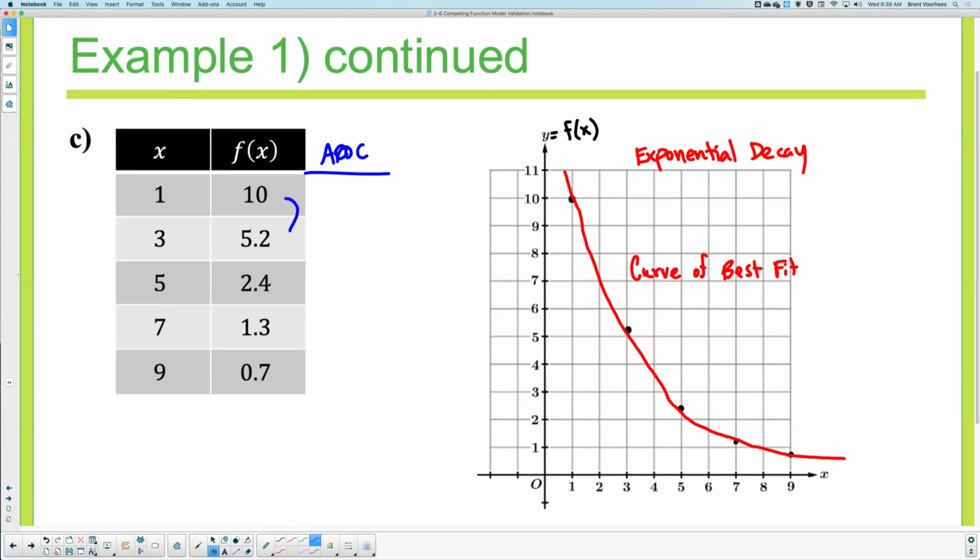Okay, so let's see it here. How much do I change going from 10 to 5.2? Negative 4.8, and my x's are changing by 2's this time. Okay, now from 5.2 to 2.4, I decrease by negative 2.8.